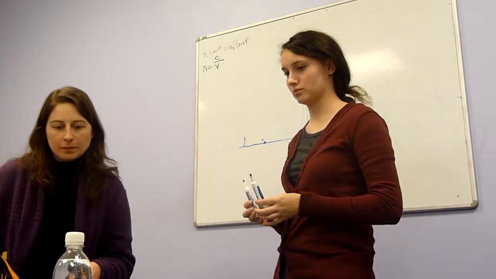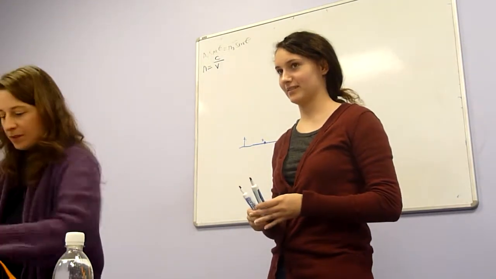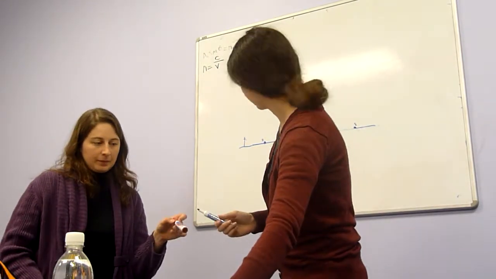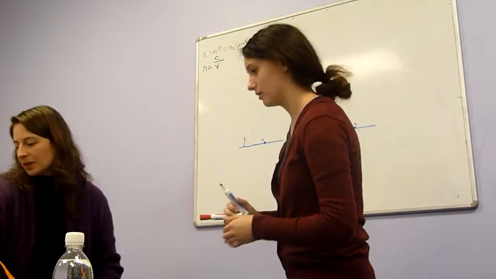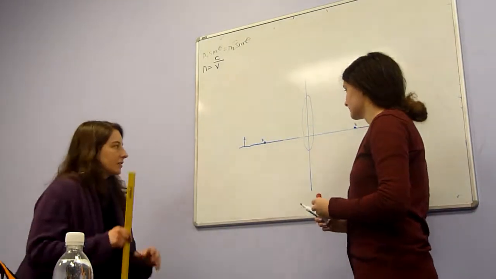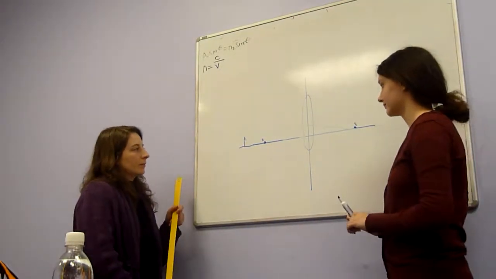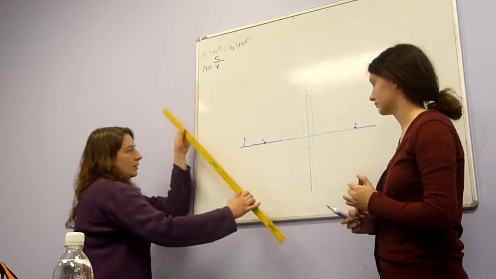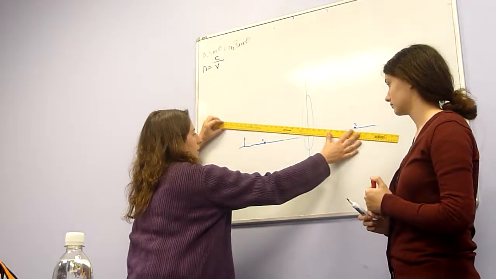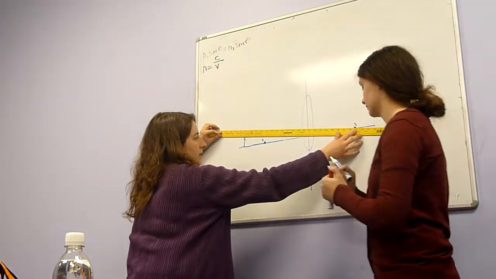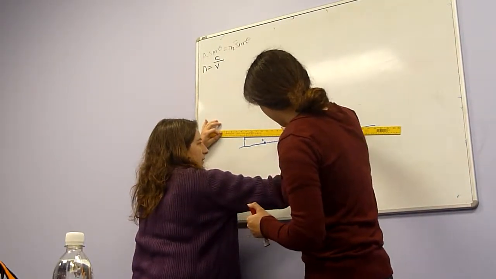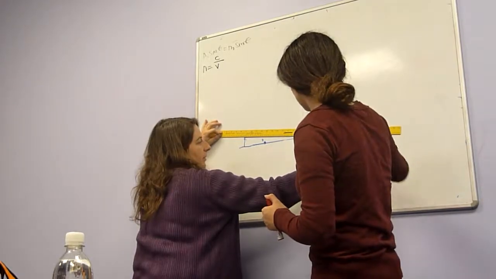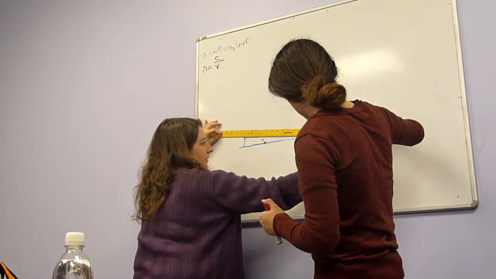Okay, what's the next rule? When it goes straight through the center, there's no refraction. So it just passes straight through the center point. And just keep going, because it will just pass right through that space.